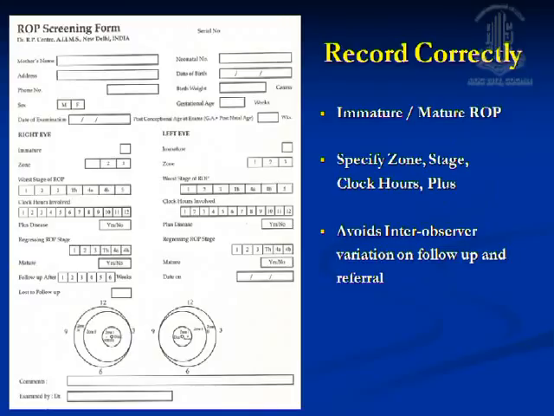A good ROP screening form is very essential because it helps to record data, it helps you follow up, it helps you refer cases, and if some other person is following up your ROP clinic, it helps you assess, identify and avoid inter-observer variation. It's also important for medico-legal purposes that you have properly screened, treated and referred the child in time.